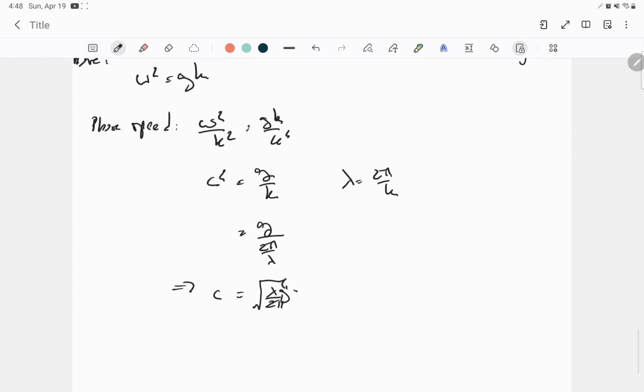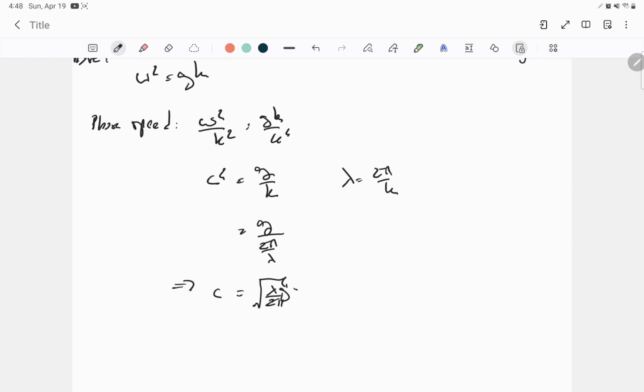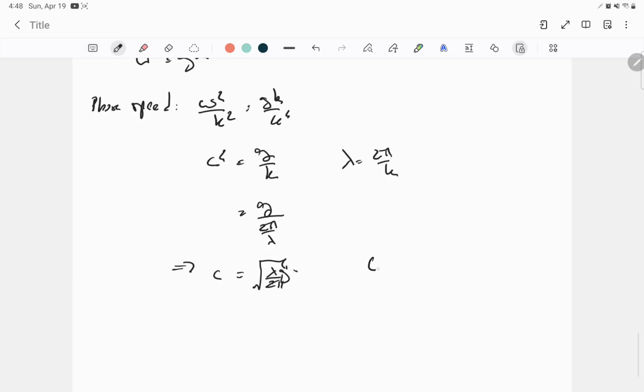And so what this shows is that we have c equals the square root of lambda g over 2 pi. And so what this shows is that the speed of surface gravity waves actually depends on the wavelength, and that the speed gets faster the longer the wavelength is.